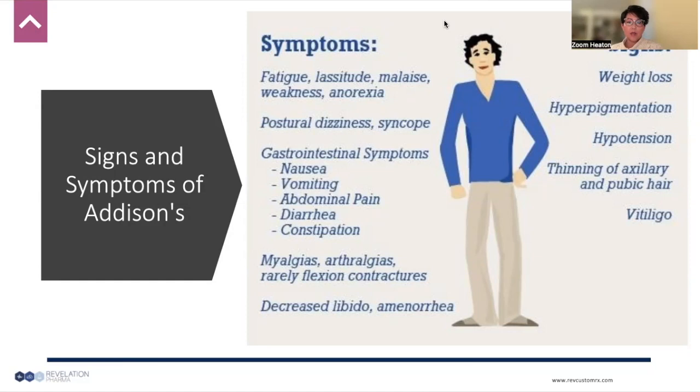You've got also muscle and joint pains, and rarely, but it can happen, the flexion contractures, and that's basically where you have a bent joint that just can't be straightened. So there's like a loss of joint motion due to structural changes in like muscle, tendons, ligaments, or skin that prevents joint movements. You also have decreased libido and amenorrhea or no cycling.